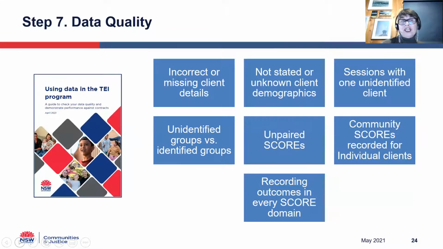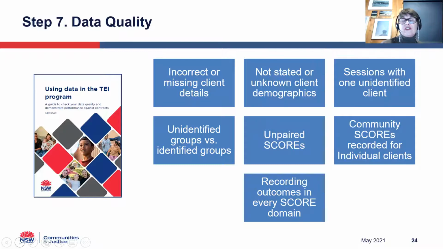When you are checking for data quality, there are different things that you'll be checking for. You might be checking for unpaired scores. When you report scores on DEX, you actually need 2 scores for the outcome to be recorded as a paired score. That shows on your reports, and you'll be able to see that. You'll be able to look at whether you're recording outcomes in the score domains that are representative of your TEI program outcome domain. You'll be able to look at your identified groups versus unidentified groups, the numbers there, to see if you're meeting those targets as well.